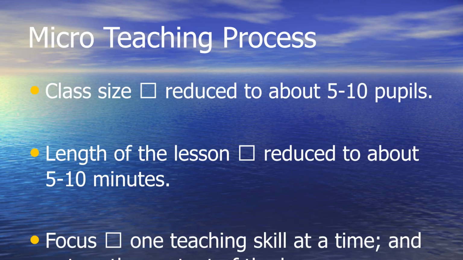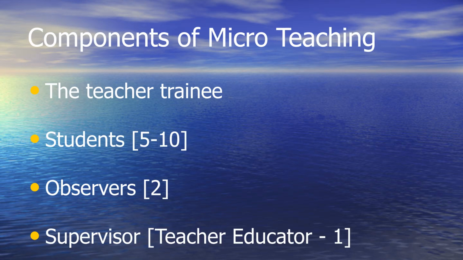The micro-teaching process involves reducing the class size to about 5 to 10 pupils and the lesson length to 5 to 10 minutes. The focus is on mastering one teaching skill at a time, rather than the lesson content itself. The components of micro-teaching include the teacher trainee, a small group of 5 to 10 students, 2 observers, and 1 supervisor, who is typically a teacher educator.